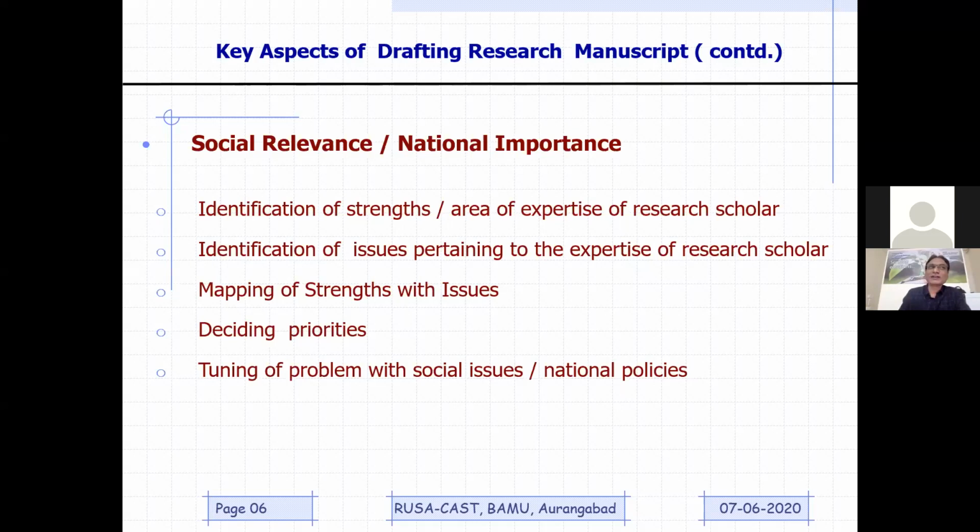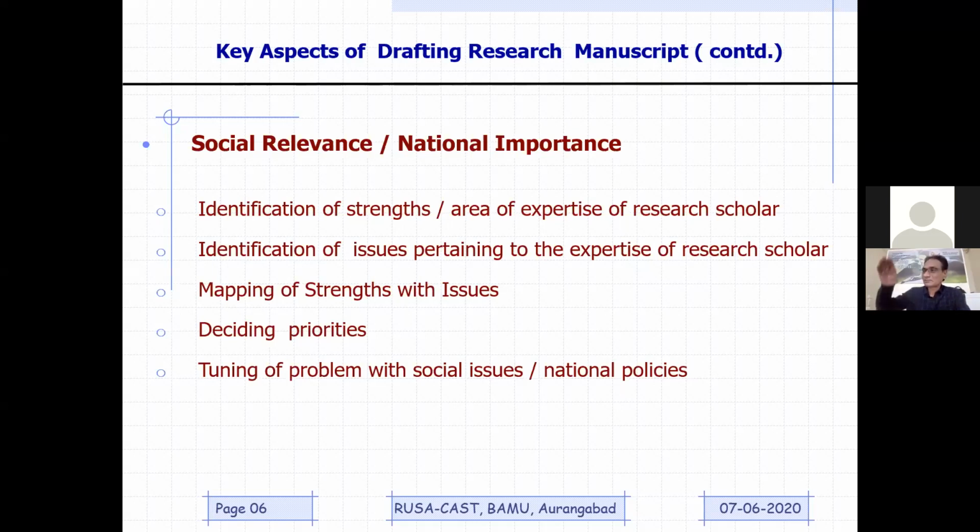And therefore, while identifying issues, you need to see whether that issue is related to my area of expertise, whether I will be able to address this issue. अगर आप वो address कर ही नहीं पाओ, तो वो आपके list में होने का कोई मतलब नहीं होगा. Therefore, whatever list of issues I'm talking about, that list of issues should be related to your area of expertise.